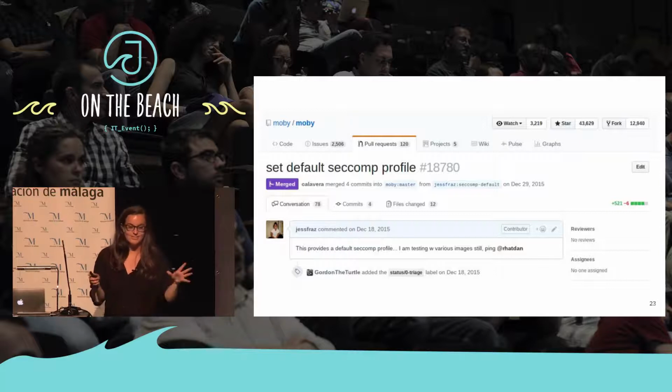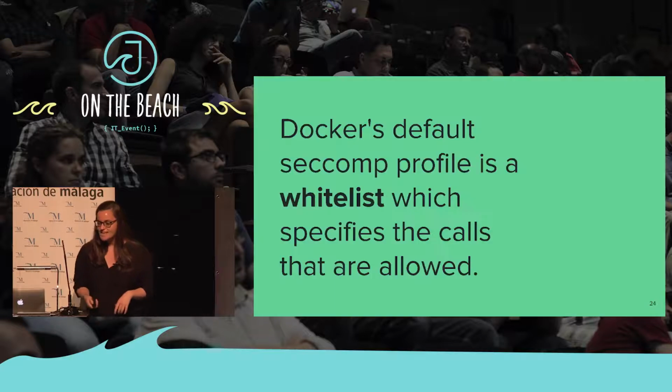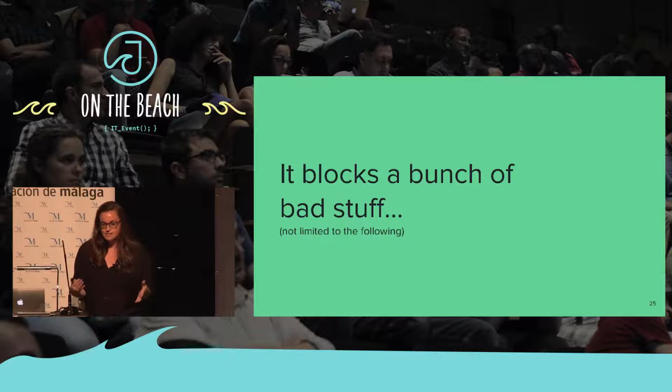And this is something you will never see because it is invisible, kind of like going back to the title of the talk. Docker's default is a whitelist, and it just specifies all the syscalls that can be allowed. But we blocked a bunch of stuff by default, like all the bad stuff that you wouldn't want regardless. I'll just go over a few of those, but obviously there's a ton, and there's an entire list in Docker of why we block them.